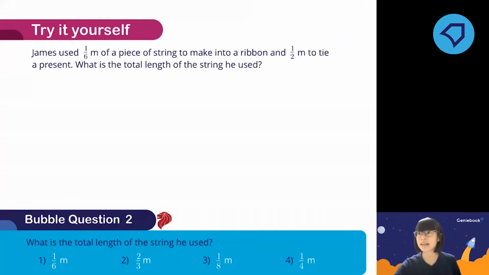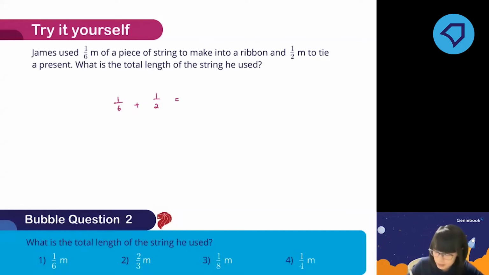Let's go. Okay, so let's take a look over here. We are going to do our addition together. We want to find the total length of string that he used. So we're going to take 1/6 meter plus 1/2 meter. We're going to make the denominator the same. Do you multiply by each other, or what's the magic number that you multiply with?